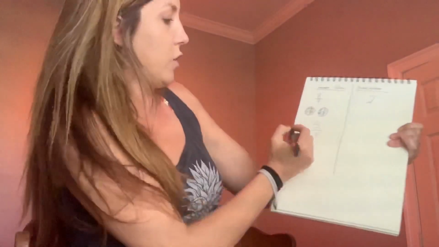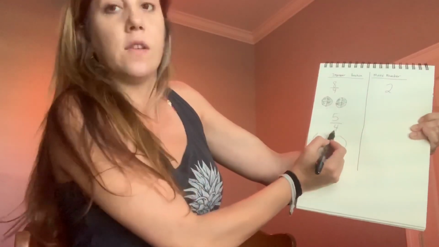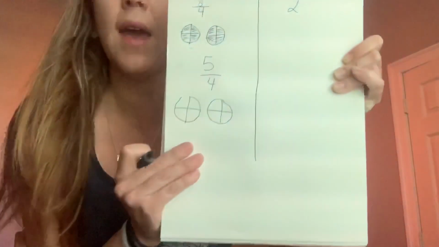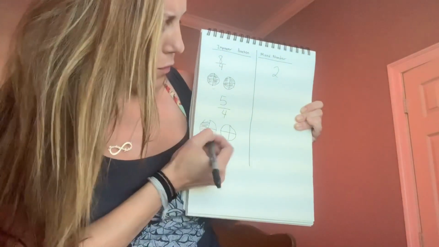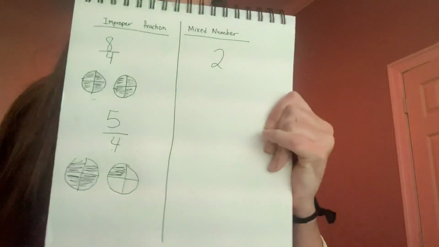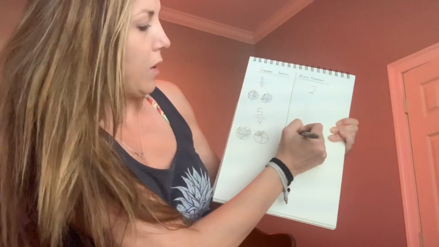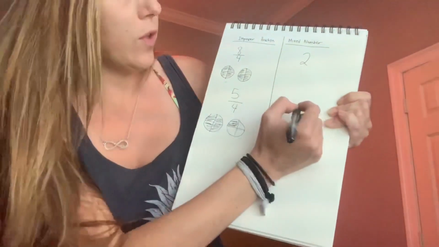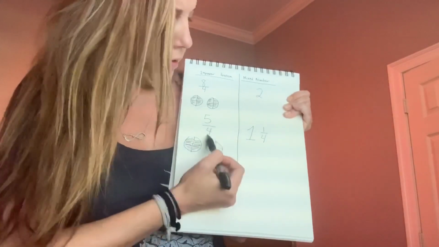Well, let's find out. So I'm going to draw 2 circles. And I'm dividing into fourths because fourths is my denominator. How many fourths do I have? Well, I have 1, 2, 3, 4, 5. Well, how many wholes is that? Well, it's 1 whole, and how many are left over? 1/4 is left over. So it's 1 and 1/4. These are equal. 5 fourths.